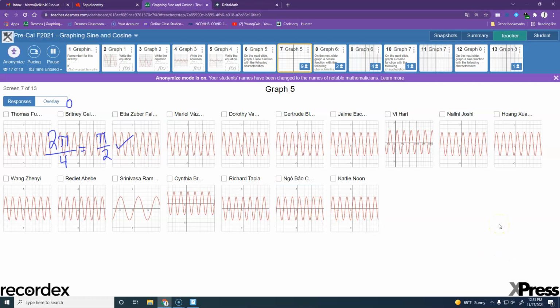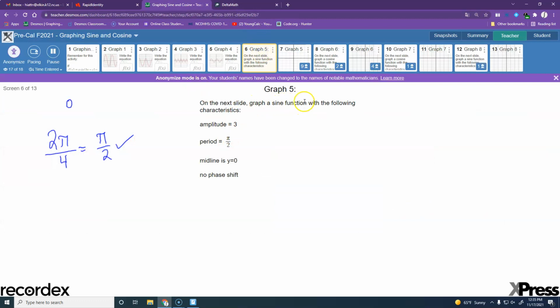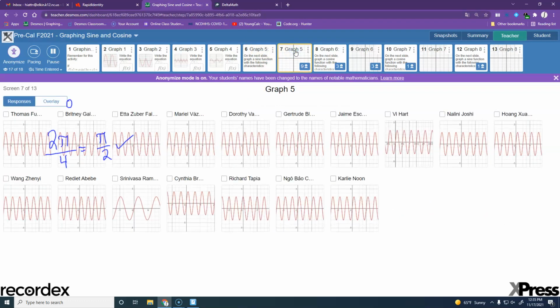So why do you use sine instead of cosine? The only reason you use sine instead of cosine is because it said to use sine. So it said graph a sine function. So that is the only reason.